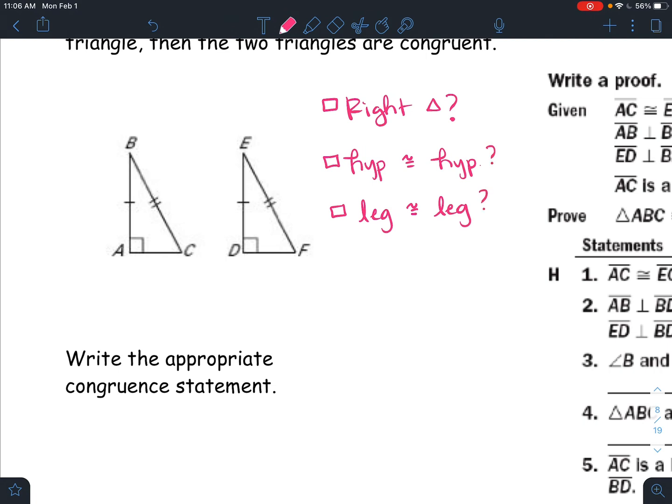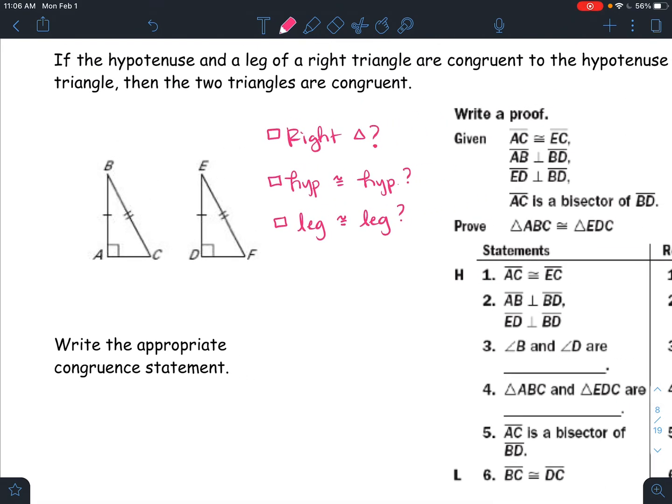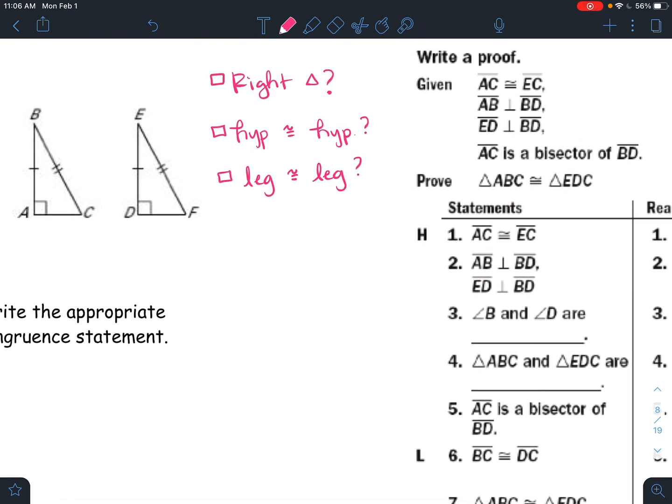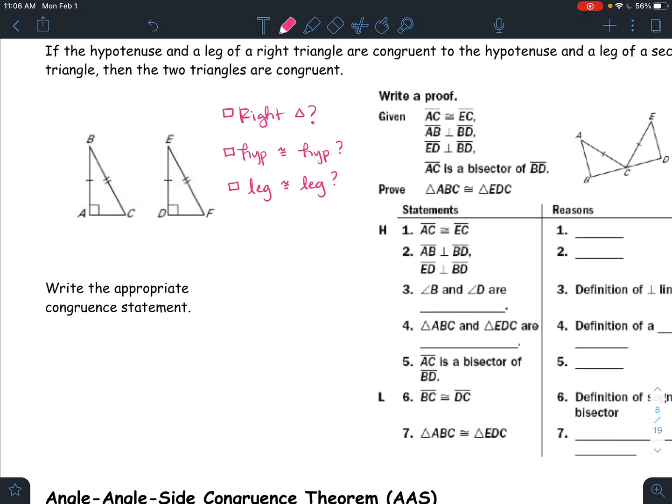Okay, not every right triangle will be congruent to another right triangle via hypotenuse leg. You can still have angle, side, angle, side, angle, side, side, side for right triangles. It's not always just hypotenuse leg.